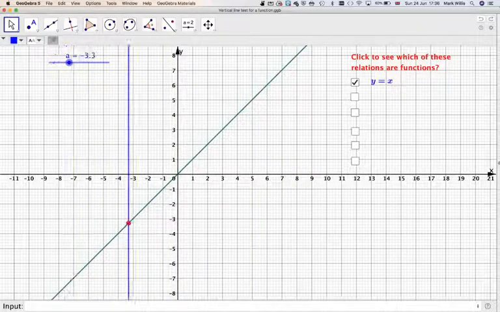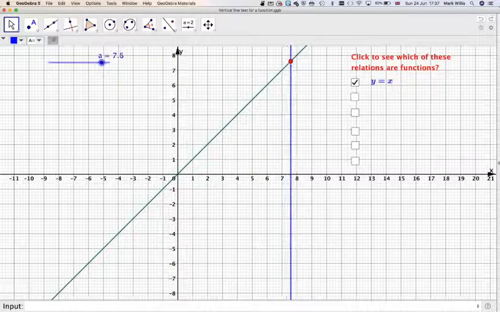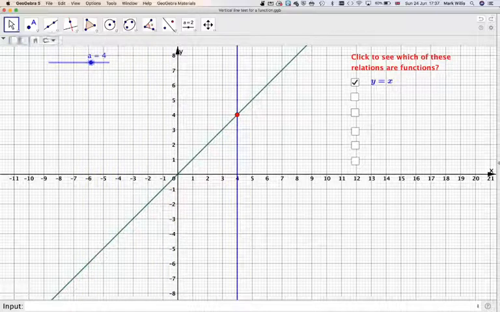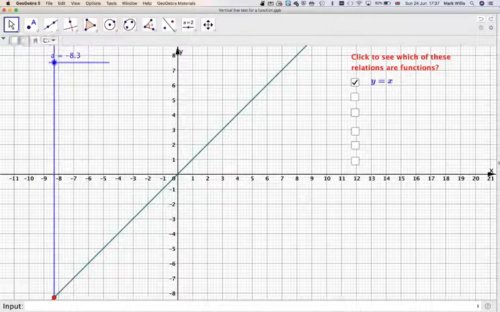So here we've got the line y = x, and we can see that the red dot appears just once right across its whole domain. For example, here 4 will map onto 4. So this is considered to be a 1-to-1 function. Okay, so let's have a look at some other ones.